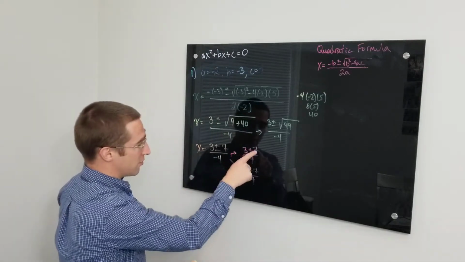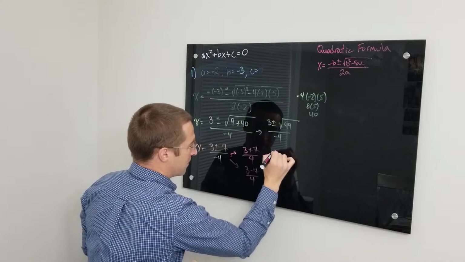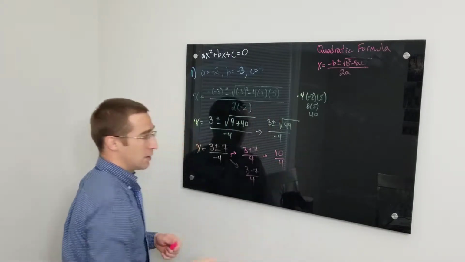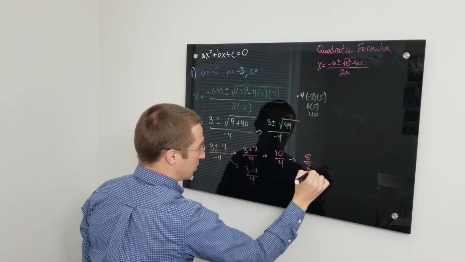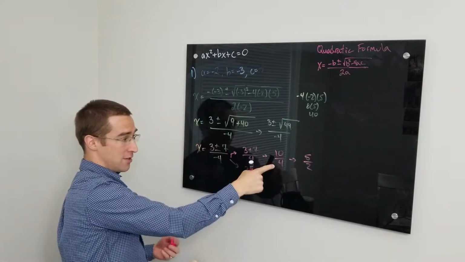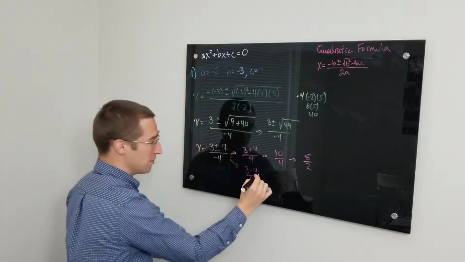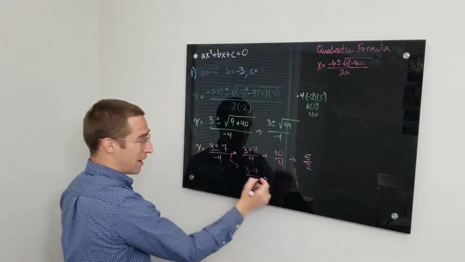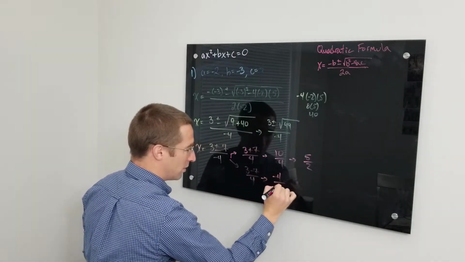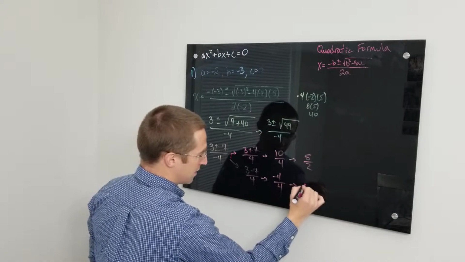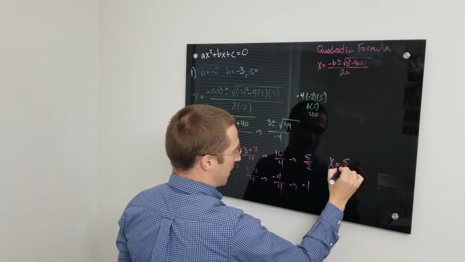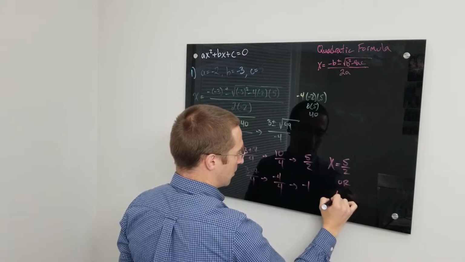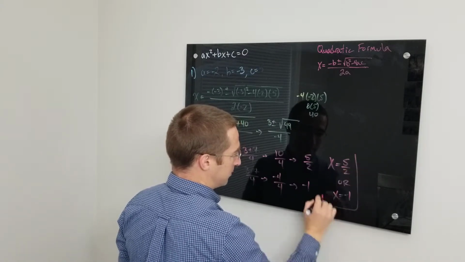All right, so here it's 3 plus 7, which is 10 over 4. We can simplify that to 5 over 2, right? Because this is 2 times 5, this is 2 times 2, or divide top and bottom by 2. And then here, 3 minus 7 is negative 4 over 4, which is negative 1. So our answers are x equals 5 over 2, or x equals negative 1.